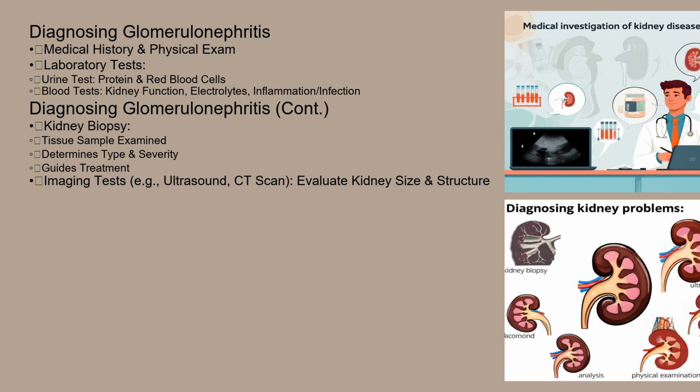A urine test is crucial to detect the presence of protein and red blood cells in the urine. Blood tests are performed to assess kidney function, measure levels of creatinine, urea, and electrolytes, and detect any signs of inflammation or infection. An important diagnostic tool is a kidney biopsy, where a small sample of kidney tissue is examined under a microscope. This helps determine the specific type and severity of glomerulonephritis and guides treatment decisions. In some cases, imaging tests such as ultrasound or CT scans may be used to evaluate the size and structure of the kidneys.